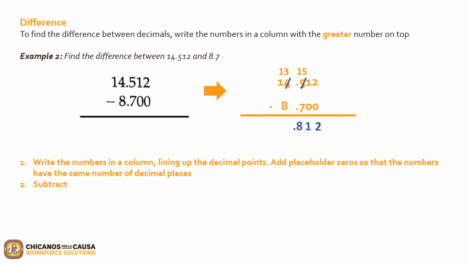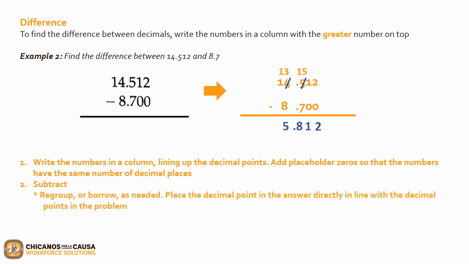For our final column, we are actually subtracting 8 from 13. This gives us 5. Now, as you can see from the instructions, we did regroup and borrow as needed. Now, we're going to place the decimal point in the answer directly in line with the decimal points in the problem. This gives us a final answer of 5.812.